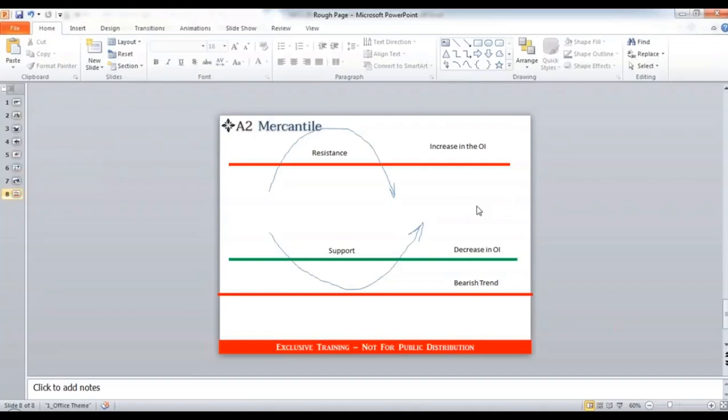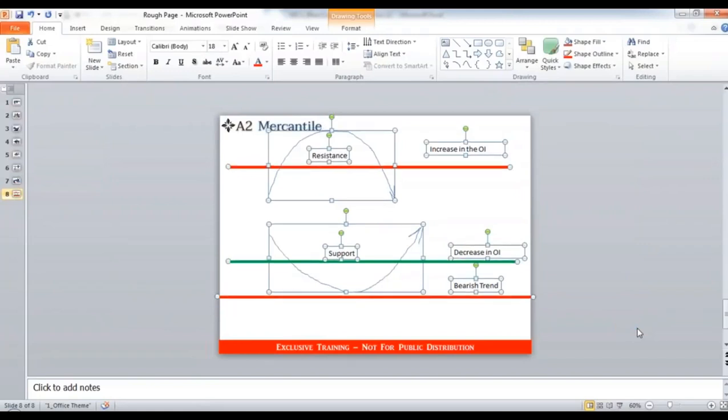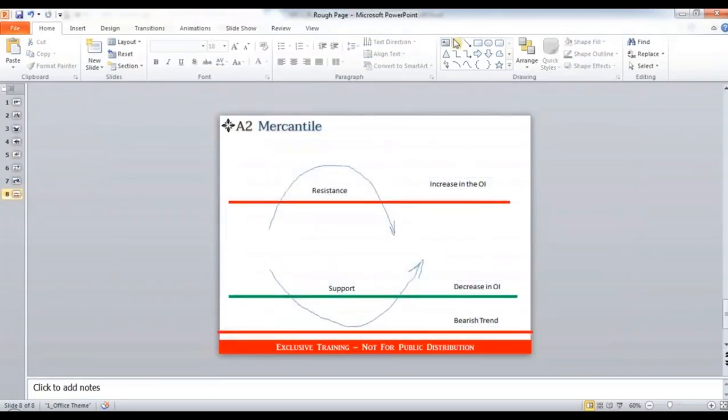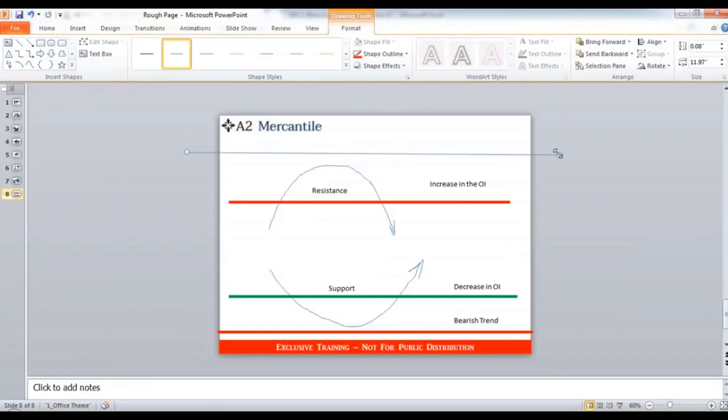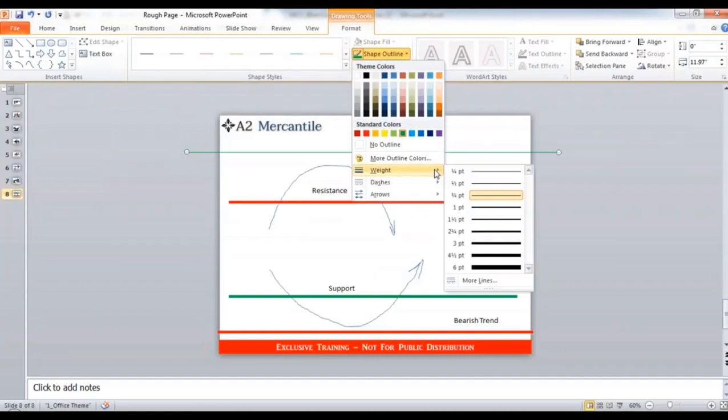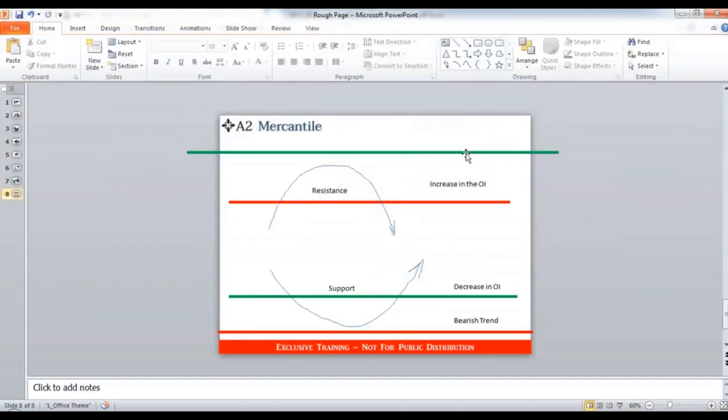Okay, now in the same way, if the next support line is created above the resistance level, do you think it is a bullish trend? Yes. So are you able to understand the difference? Okay, so this will be bullish.